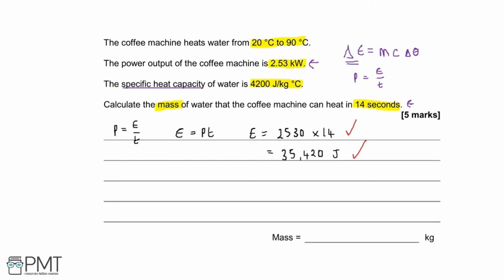So we've worked out that delta E, the change in energy, equals 35,420, and then we need to use the values that they've given us. So we don't know M, that's what we're trying to find out. Multiply this by C, the specific heat capacity, which is 4,200, and multiply this by the change in temperature. So we've gone from 20 degrees Celsius to 90, so our change in temperature is 90 minus 20. We get our 3rd mark for this, and then we're going to get our 4th mark for rearranging this so that M is the subject.